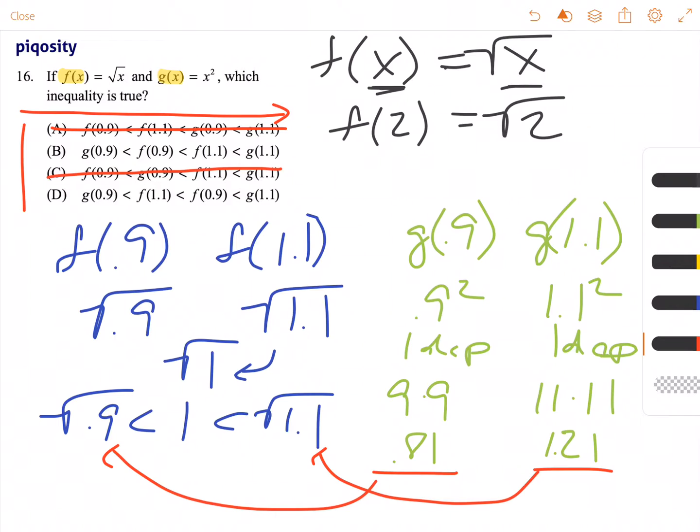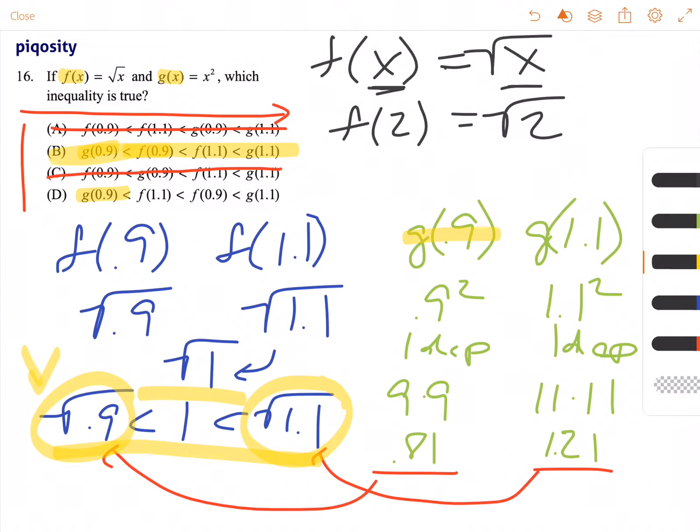But now we need to evaluate where the square roots of 0.9 and 1.1 fall. So we already did that by determining that the square root of 0.9 is less than 1 and the square root of 1.1 is greater than 1. So the square root of 0.9 is less than the square root of 1.1. So g is our smallest. We've got that figured out for here. Then the square root of 0.9 needs to be our next value, which is here. So B is our correct answer.